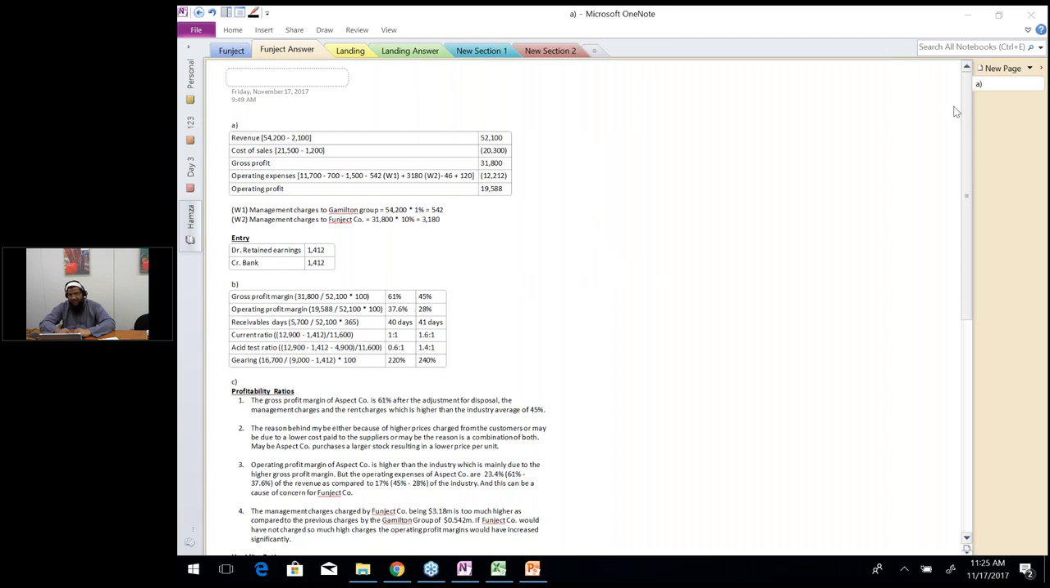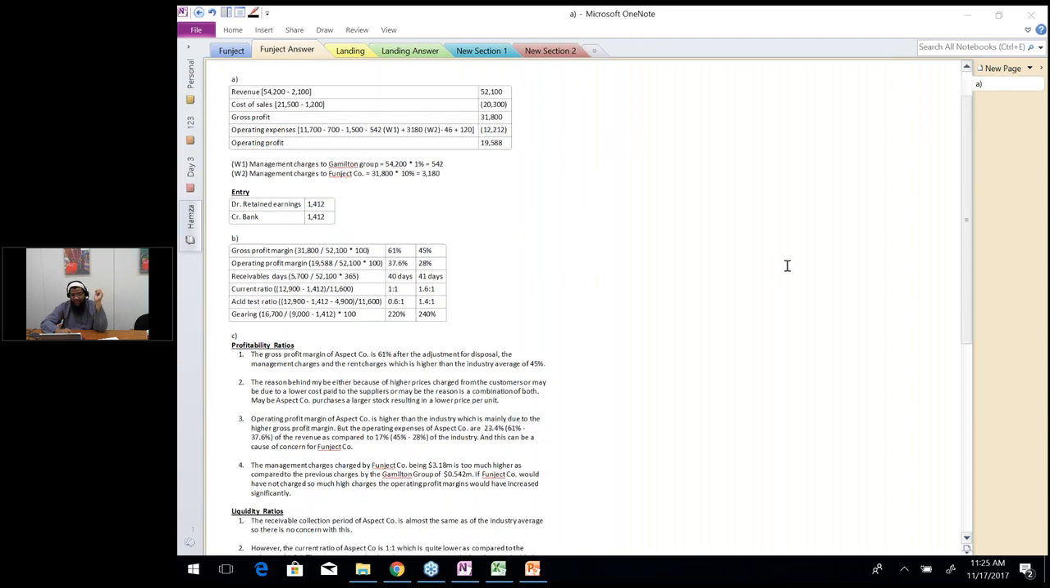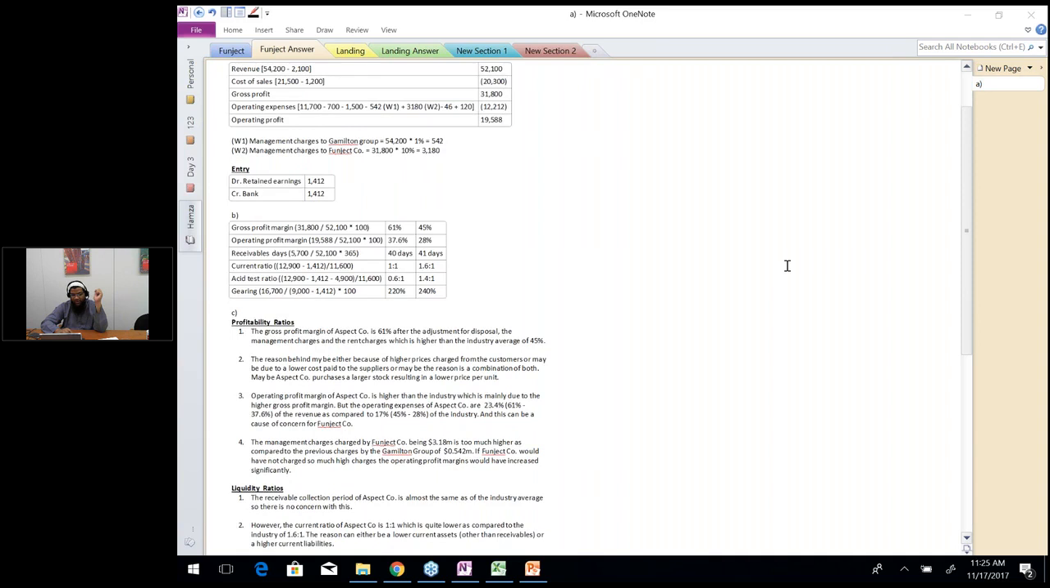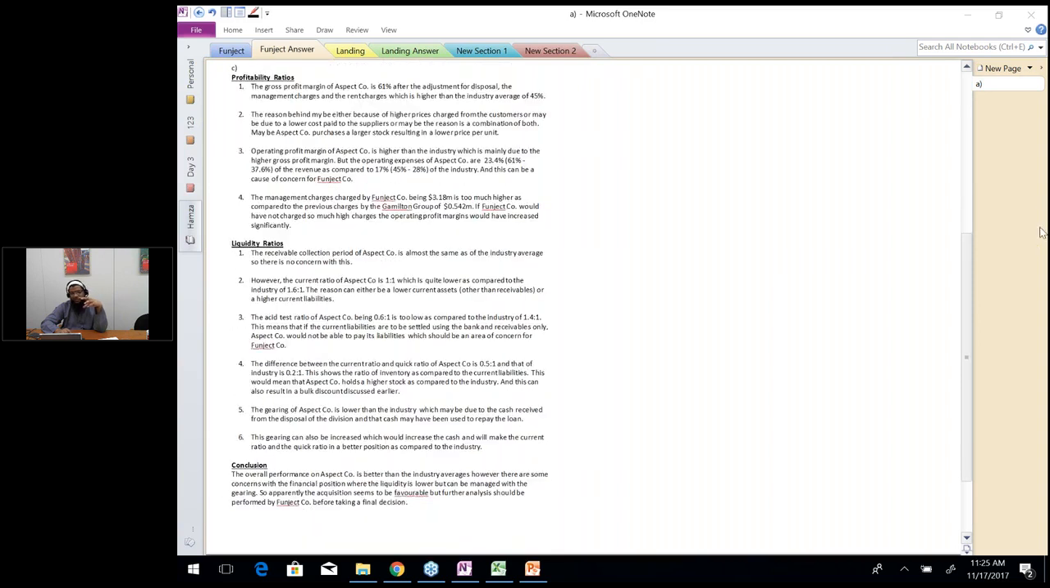Yes, Smita, increasing the gearing is a bad point, but up to the par of the industry, it's good enough. So if the industry is at 240, we can also move up to 240. An increase in gearing is bad only as far as we are already ahead of the industry.